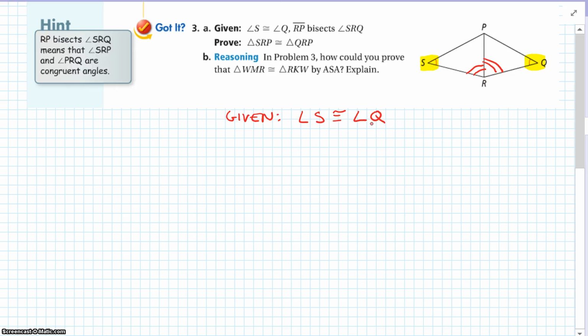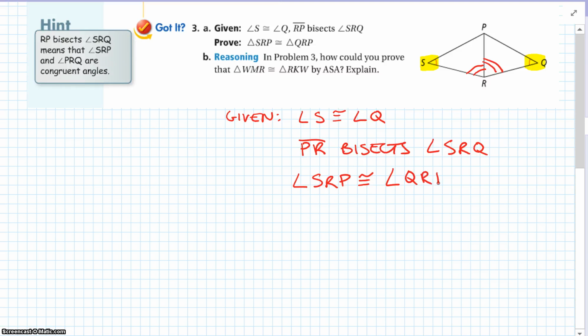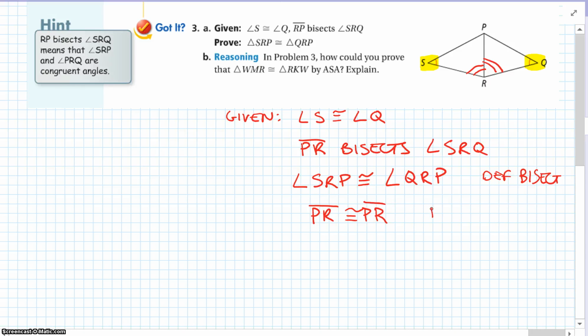We're also given segment PR bisects angle SRQ. So we know angle SRP is congruent to angle QRP because that's the definition of a bisected angle. We also know segment PR is congruent to itself by the reflexive property.